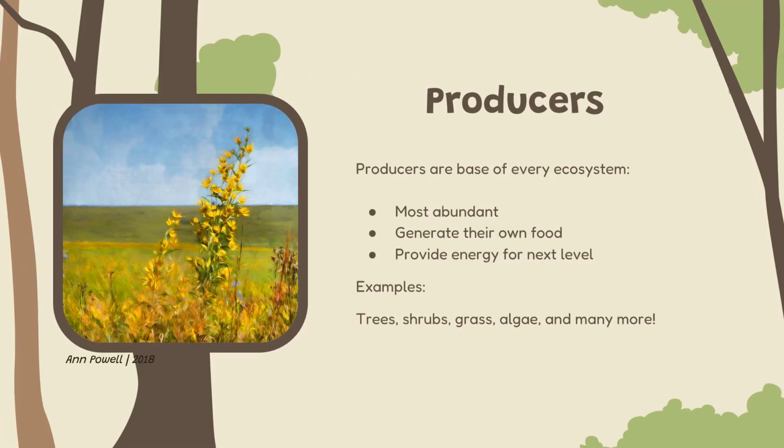The producers are at the bottom of every ecosystem. They are the foundation that provides a start for other organisms. These species that are most abundant can generate their own food through photosynthesis and provide a large amount of energy for the next level. Examples of these include trees, shrubs, grass, algae, phytoplankton, and more.